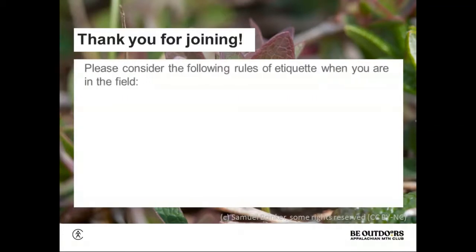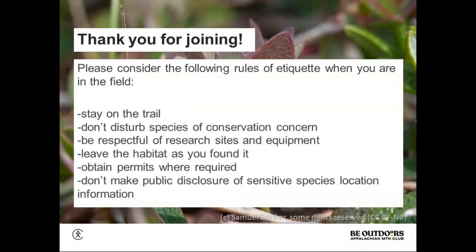We have a few more quick things we want to make sure everyone understands. For this project, we want to make sure people stay on the trail, don't disturb species of conservation concern, be respectful of research sites and equipment, leave the habitat as you found it, obtain permits where required, and don't make public disclosure of sensitive species information. In most cases, if you find something rare, iNaturalist will automatically obscure the information so it is not public. But if you are concerned about any of these things, let us know and we can help you make sure that we're keeping these plants safe.